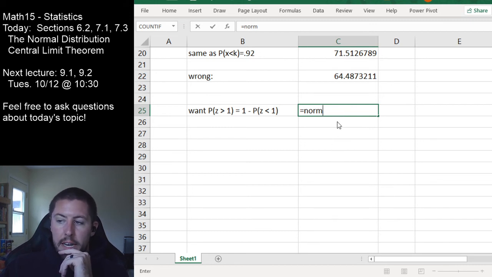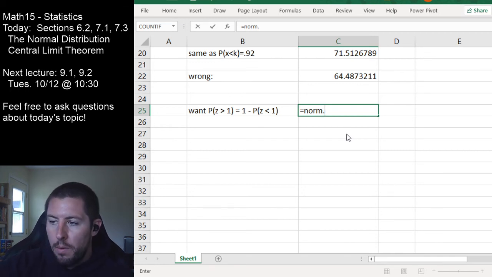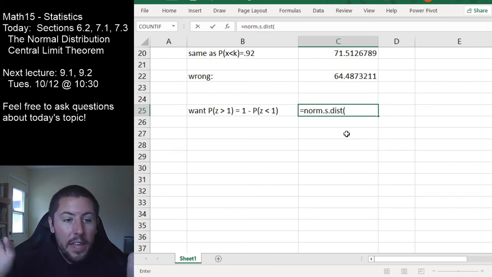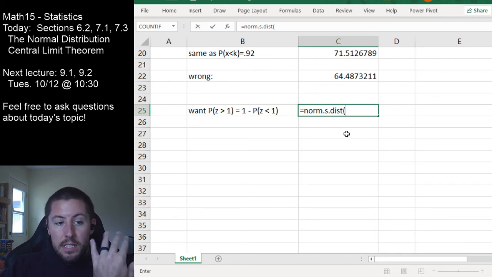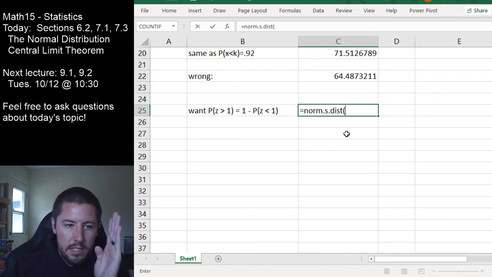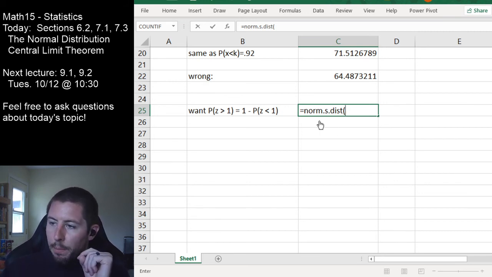Rather than just norm.dist, the top four things I see here are norm.dist and norm.inv. Those are the two we've already used. There's also norm.s.dist and norm.s.inv. The .s is referring to standard normal here, and so I'm going to use the standard normal computation. When I open this, it only gives me two things, z and cumulative, because standard normal means we have converted everything into a standardized place where z-scores are always distributed with an average of 0 and a standard deviation of 1.